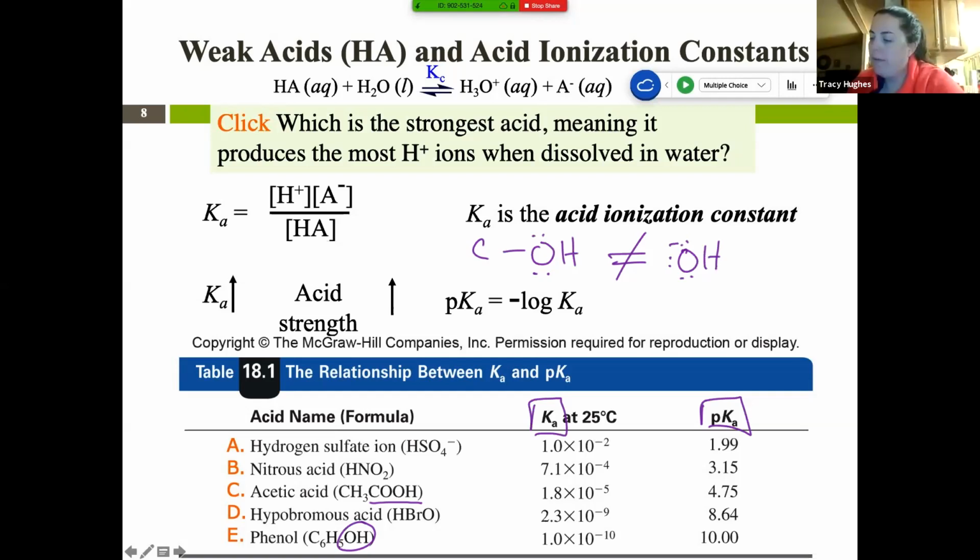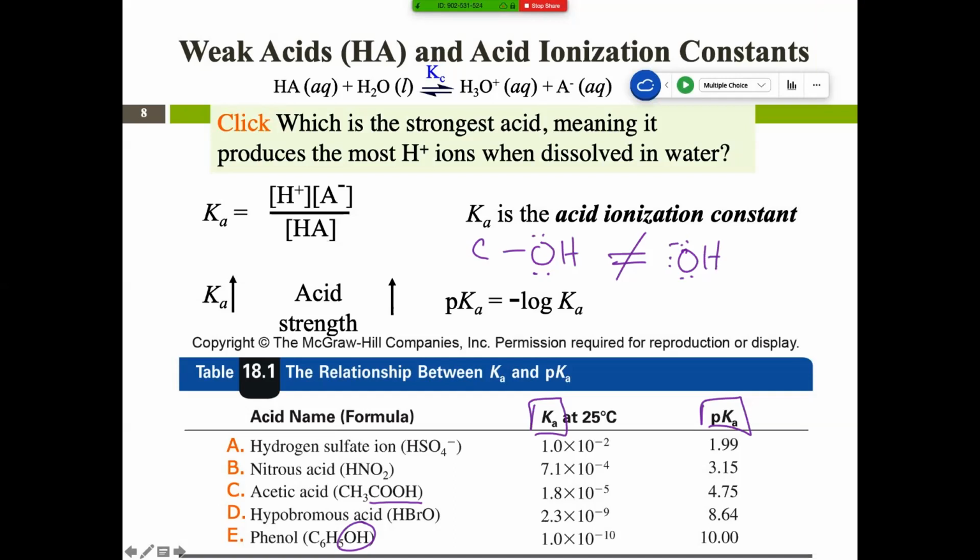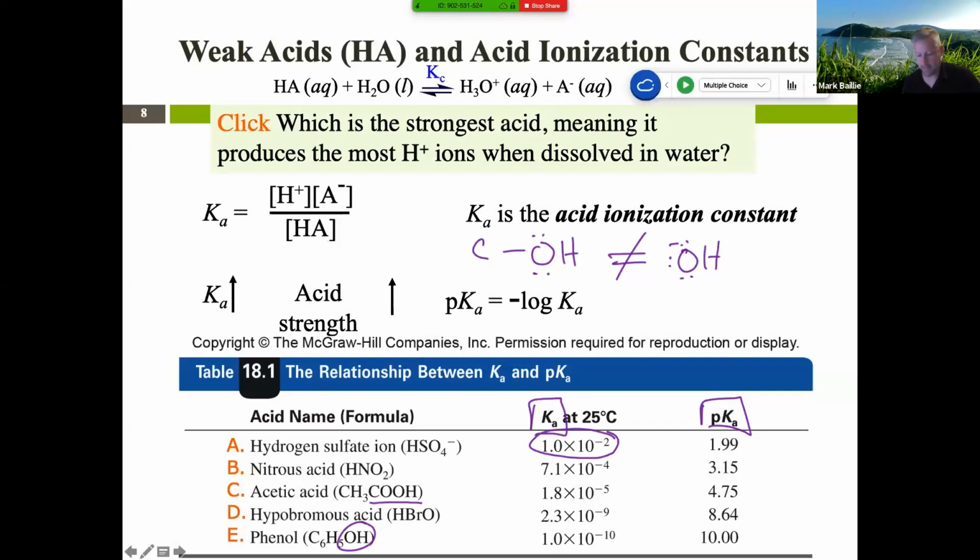Would it be the first one? Because it has a larger Ka value and a smaller pKa value. Okay. Which means it's a stronger acid. Yep. So we said over here that the bigger the Ka is, the stronger the acid is.